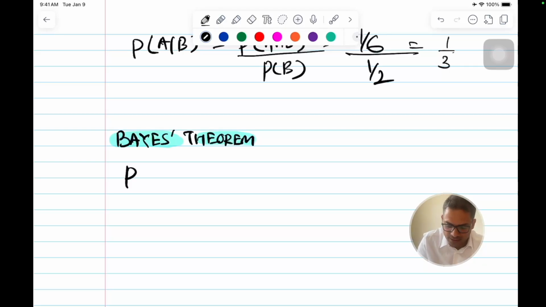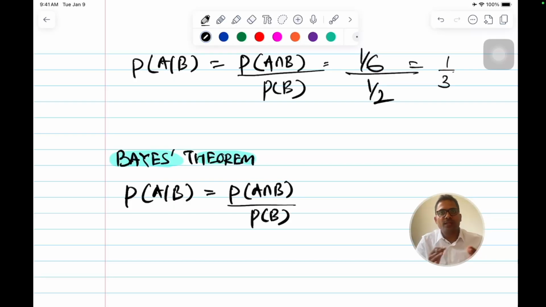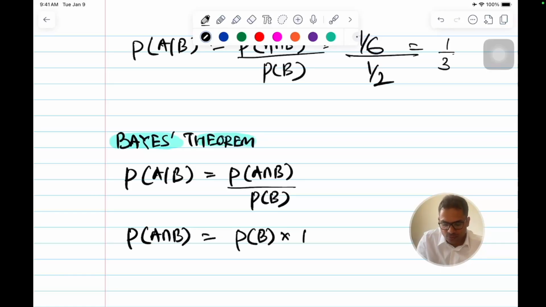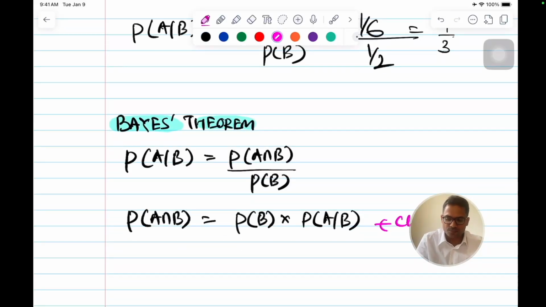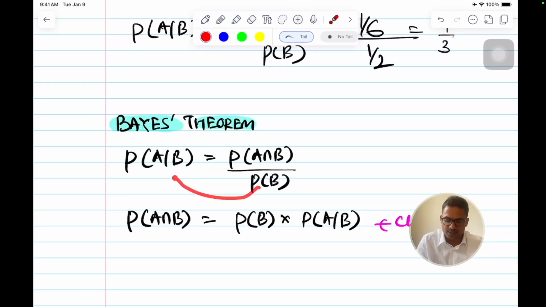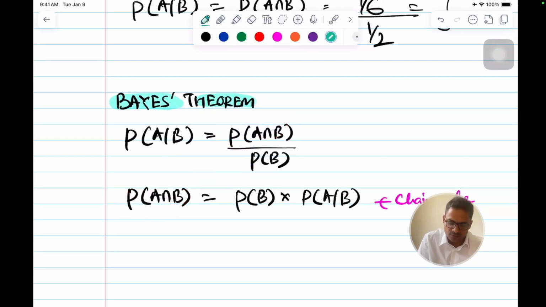So we know that from the conditional probability formula, P of A given B is equal to P of A intersection B by probability of B. We can reshuffle this and say that P of A intersection B is equal to P of B into P of A given B, right? This is sometimes called the chain rule also. This is just a refactor. I just brought this here and multiplied these two to get this. So this is my first equation.